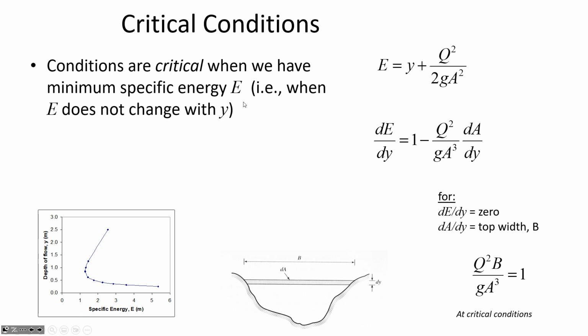It's associated with shallow depths and high velocities. Subcritical flow is associated with relatively deeper depths and slower velocities. But critical conditions, on this specific energy diagram, is the location where the change of energy with respect to depth is 0, because we're out here at the far left edge of that point. So the change of energy with respect to depth is 0, and in that condition the Froude number is 1.